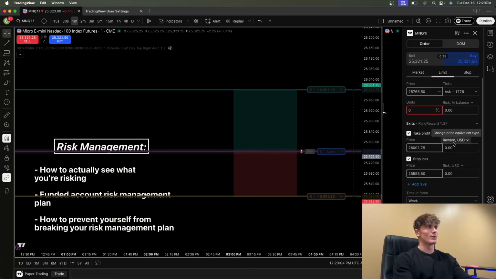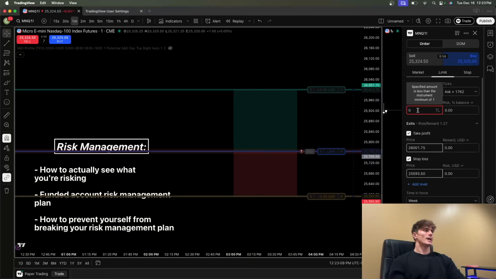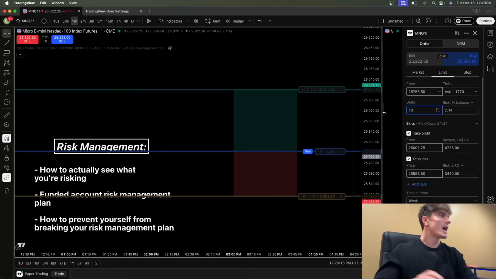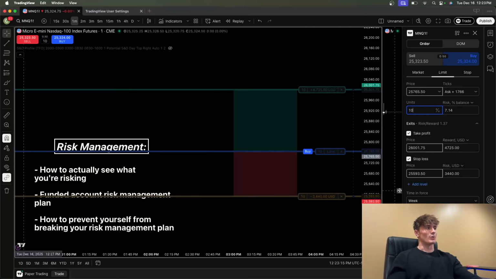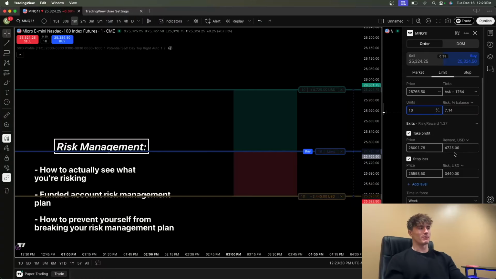So where it says units right here, let's say I want to use 10 MNQs, so 10 micros. So I put in 10, I can see with this position that I'm risking 34.40 and my reward is 47.25. Super, super, super simple.